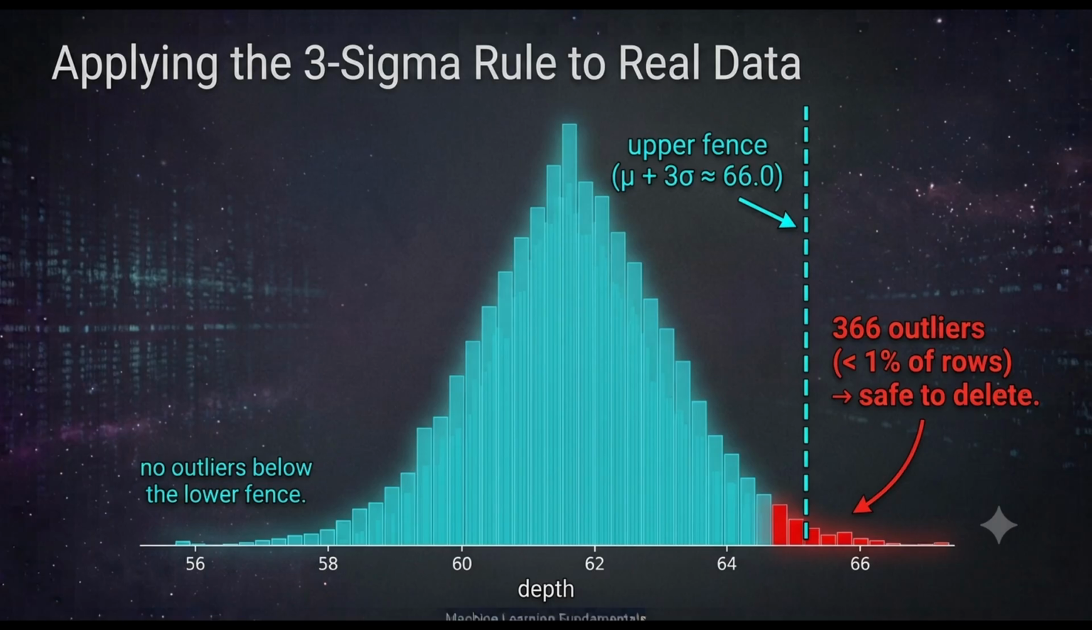You can then count exactly how many rows sit above that upper fence. In this example, it's 366 diamonds. That's well under 1% of the whole dataset, which means it's safe to simply delete them without losing meaningful information. So you redefine the column to keep only the values at or below the upper fence, and the row count drops accordingly. The outliers are gone, and the column is now clean enough to model on.